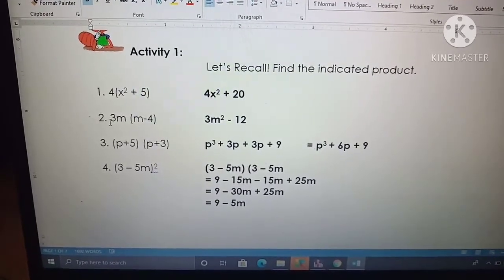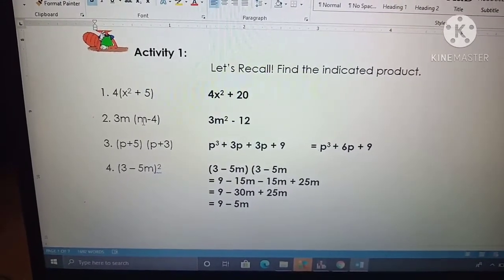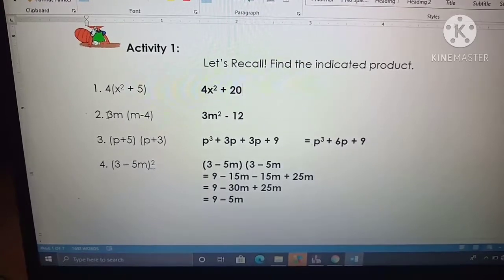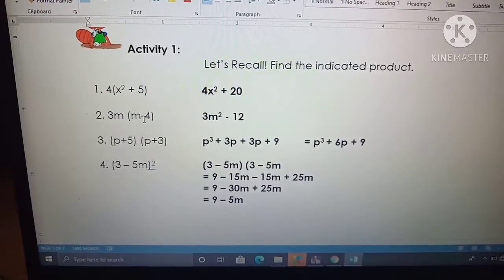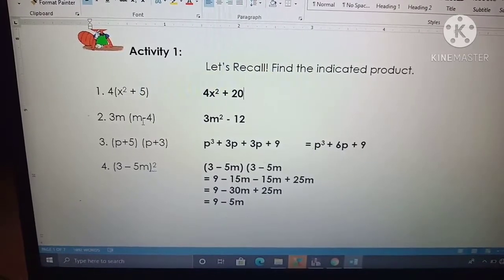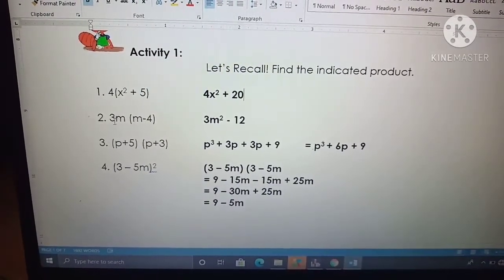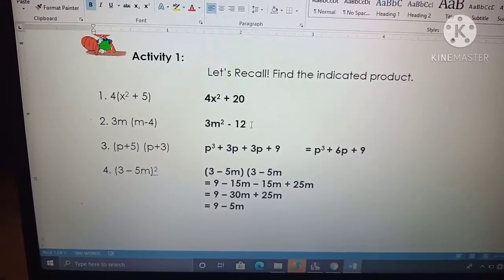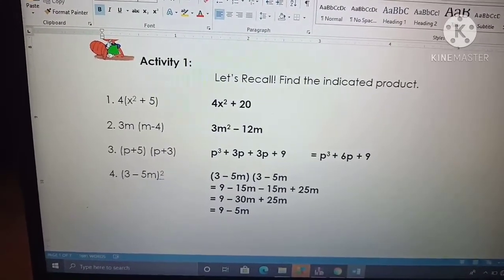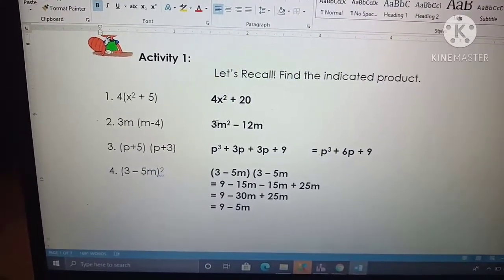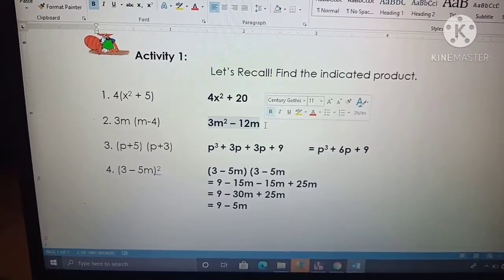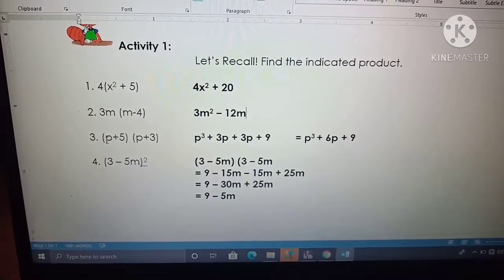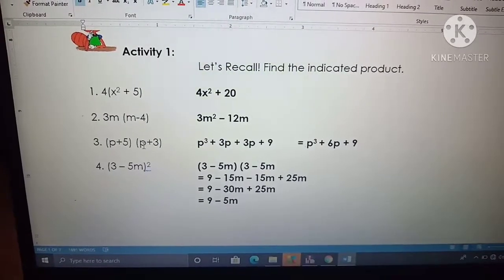Another, we have 3m multiplied to m minus 4. Katulad ng ginawa natin sa number 1, i-multiply natin si 3m sa m minus 4. So, 3m times m is 3m squared. 3m times negative 4 is negative 12m. So, the answer for number 2 is 3m squared minus 12m.